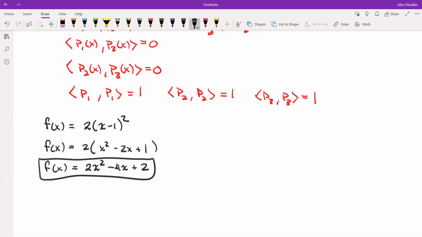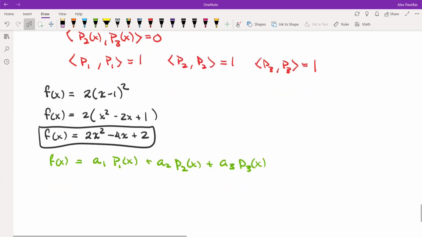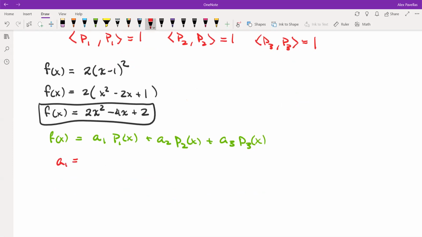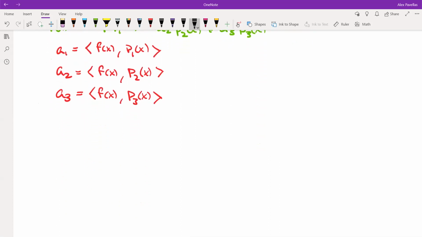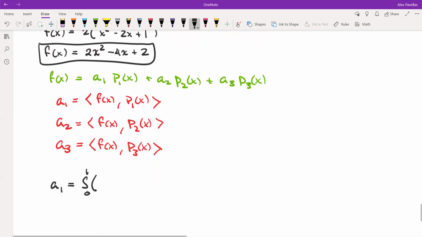Now I claim that this f of x should be the same thing as some constant times p1 of x plus some other constant times p2 of x plus some other constant times p3 of x, where a1 is the inner product of f of x with p1 of x, and a2 would be the inner product of f of x with p2 of x, and a3 would be the inner product of f of x with p3 of x. Well, let's just do these inner products, see what we get. All right, so a1. That would be the inner product of f of x with p1. So that would be the integral from 0 to 1 of our f of x, written out, 2x squared minus 4x plus 2.